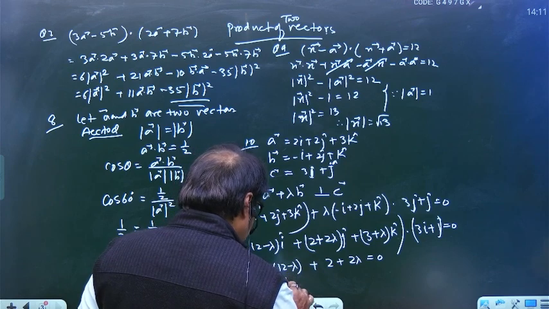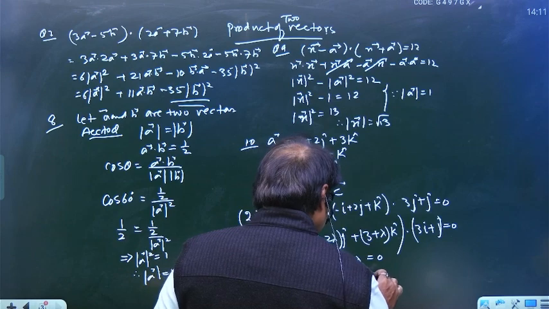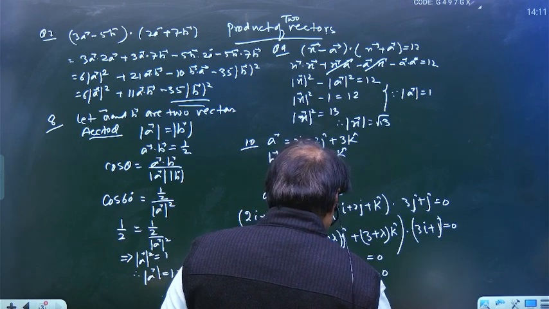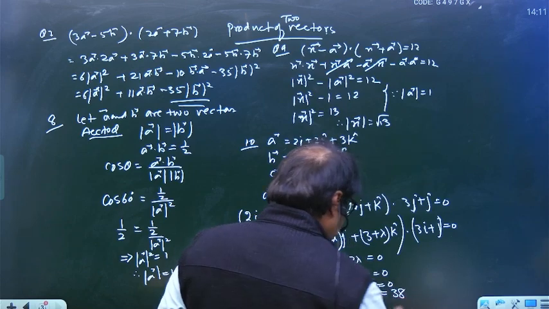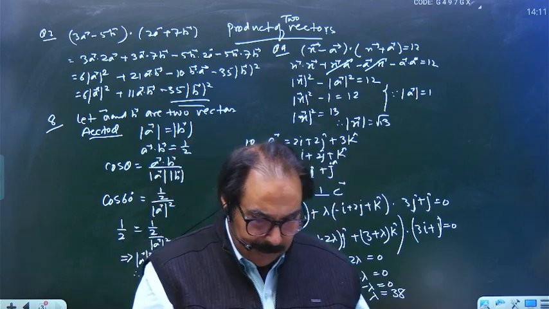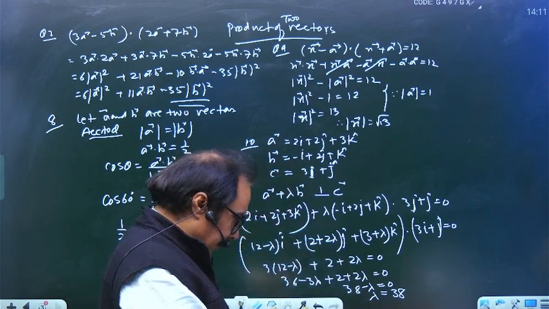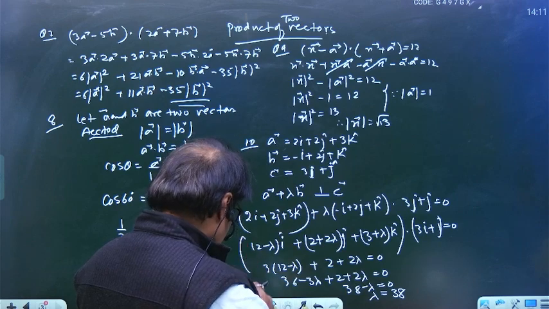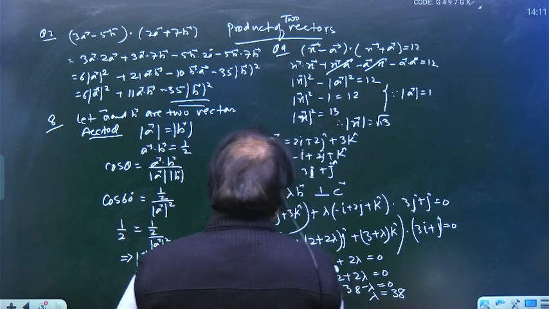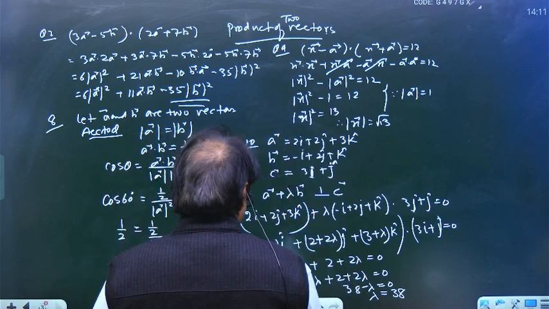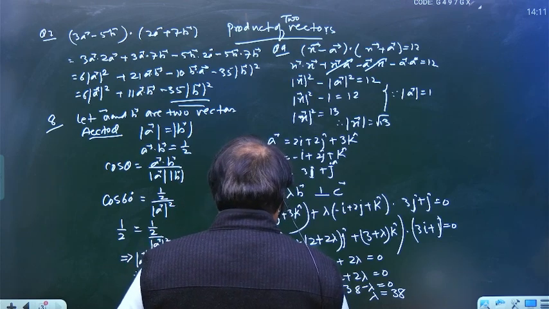So finally it is 36 minus 3 lambda plus 2 lambda is equal to 0. So 36 plus 2, 38 minus lambda is equal to 0, so lambda is coming 38. Something is wrong, let me check again. The answer should be 8. Oh, by mistake I have multiplied with 12. So it is 2 minus lambda. I have written it wrong here.